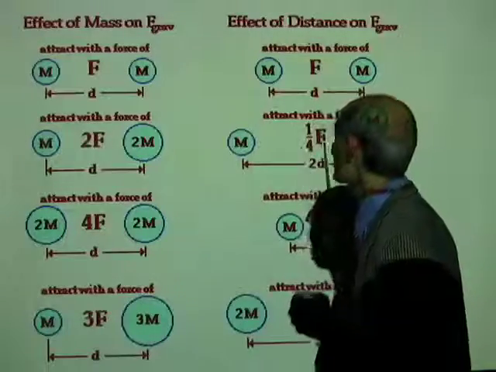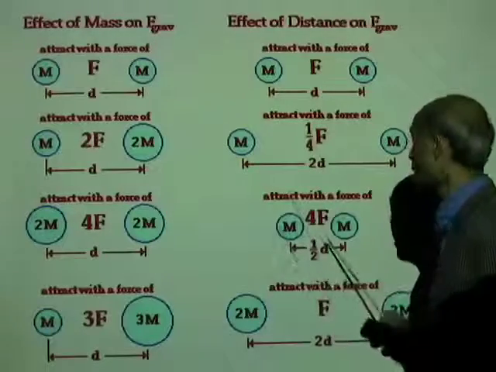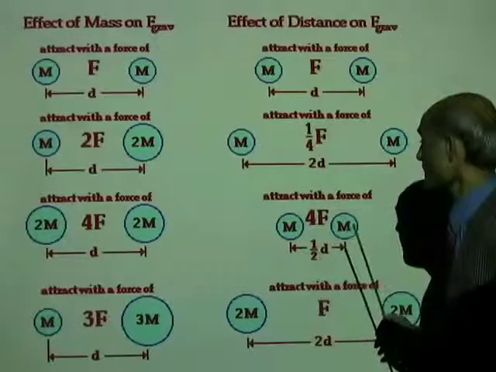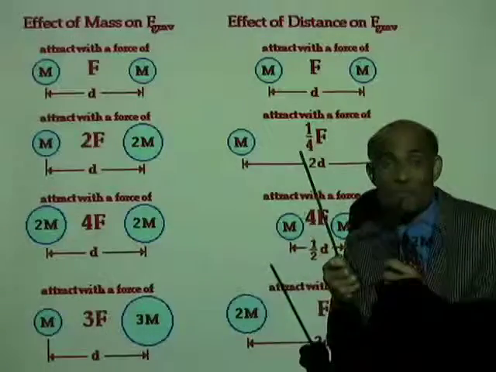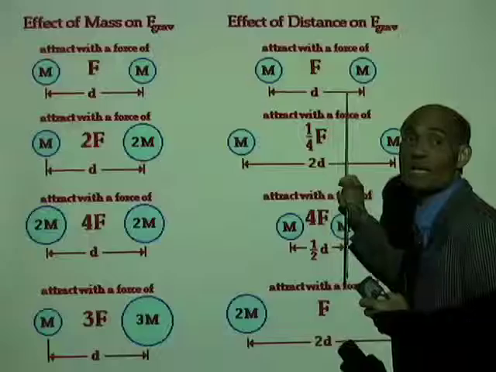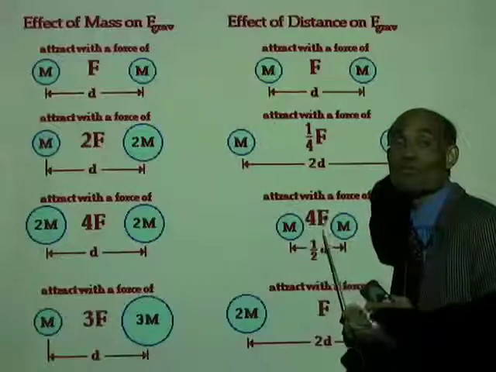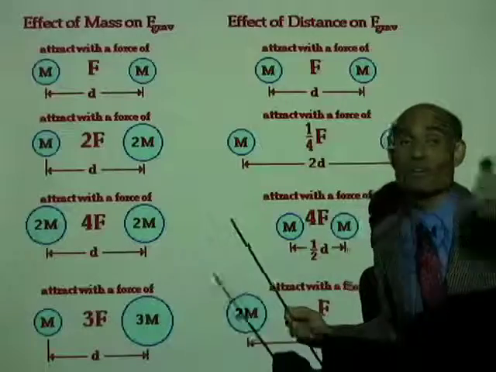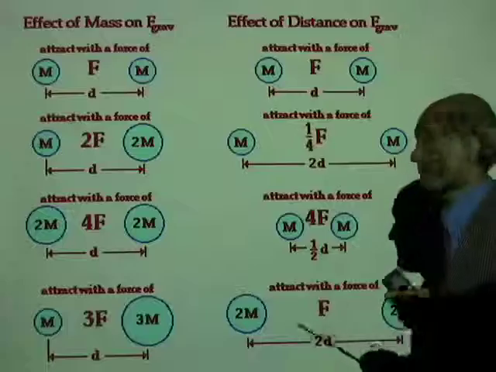So the new force now is 1/4 of the original force. On the other hand, if the distance is halved, from d the distance is made half d, what will happen? The force will become 4F. I want you to write down those expressions and check these out.